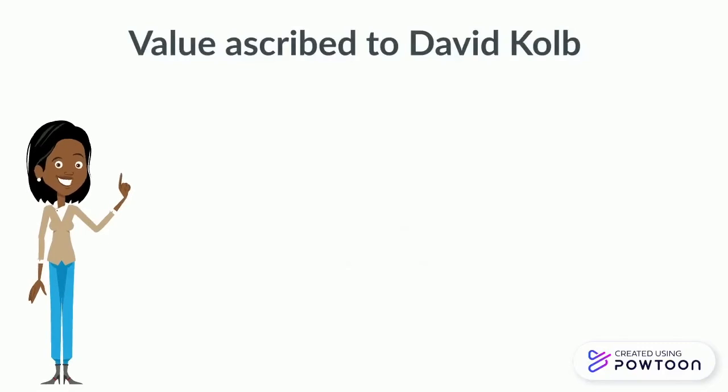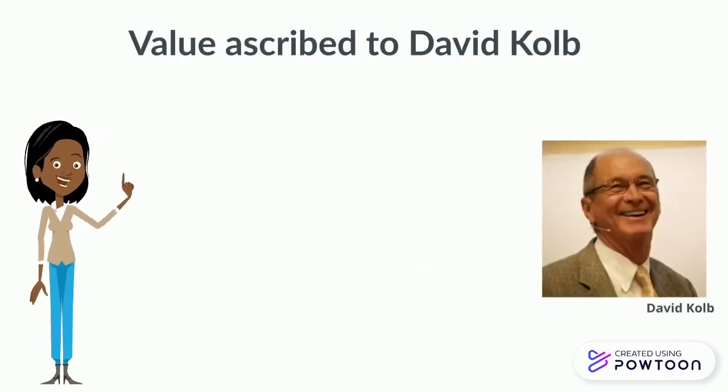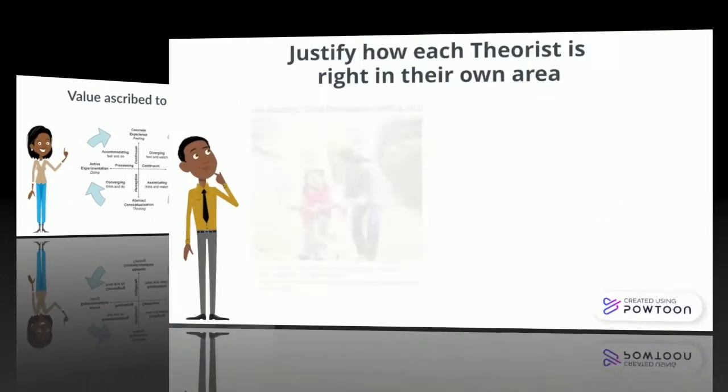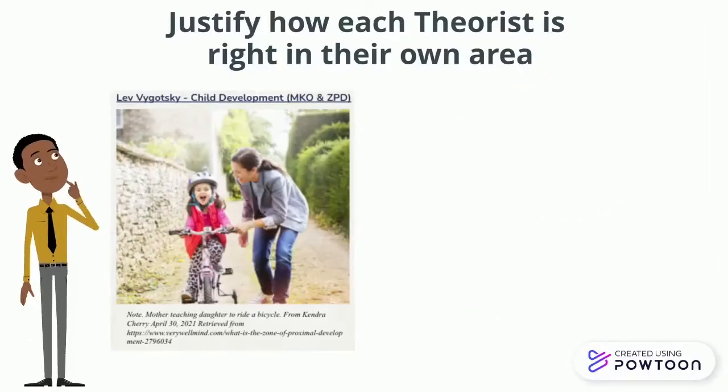One important value ascribed to David Kolb is reflection. Do, think, conclude, adapt, and repeat the cycle, which is the basis of Kolb's experiential learning, Kolb's reflective cycle. In other words, reusable ideas with wide application of abstract concept. Vygotsky focused on child development and education.